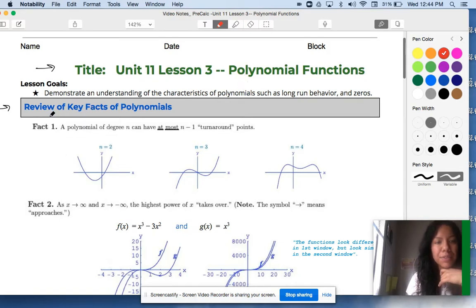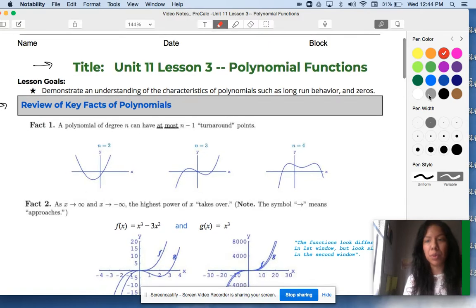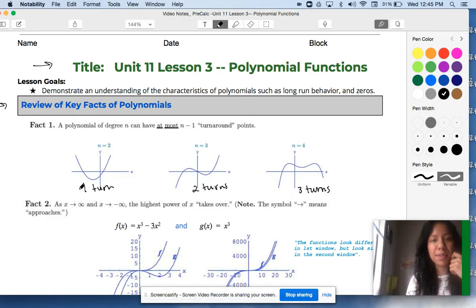The first thing I'm going to talk about are two facts that were covered already by Mr. Carranza, but I just want to highlight a couple of things again so that you know that these are super, super important. Fact number 1 is referring to how to find the degree if you just know the terms. Here we can say this has 1 turn, this has 2 turns, this has 3 turns. If you're not sure what I'm talking about, please go watch Carranza's videos because that will elaborate way more on this concept.